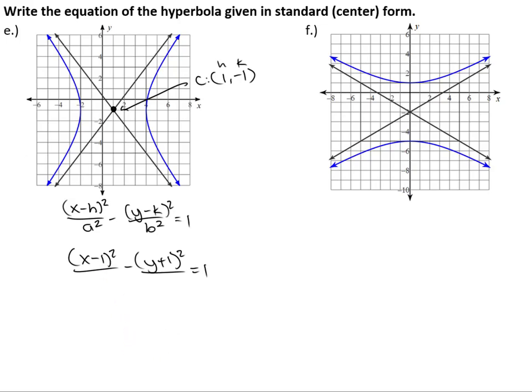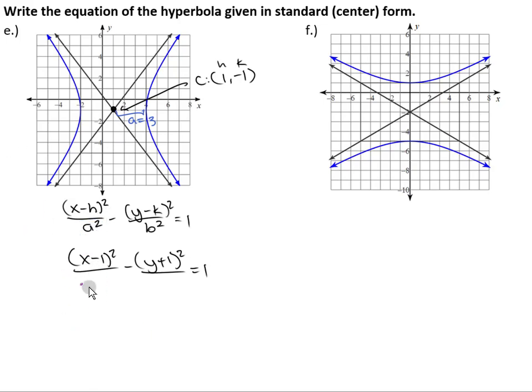Now we just need to figure out a and b. So remember, if it's horizontal, a is the distance we'd go left and right to the edge of this rectangular box. So we can actually count that out. This is 1, 2, 3 units to get to our vertex. So a has to be 3. a equals 3, and underneath we need to write a squared, which is 9.